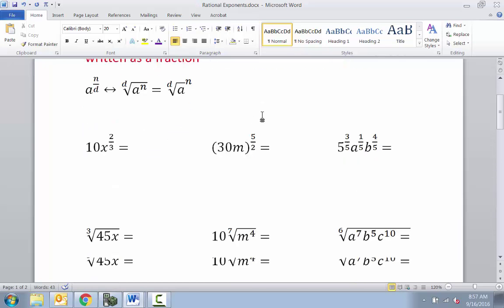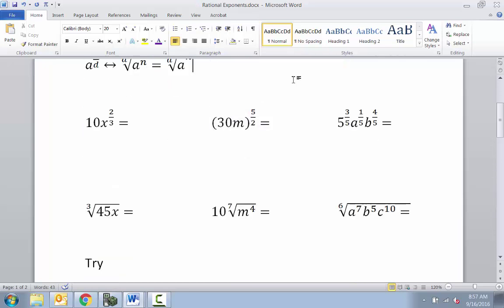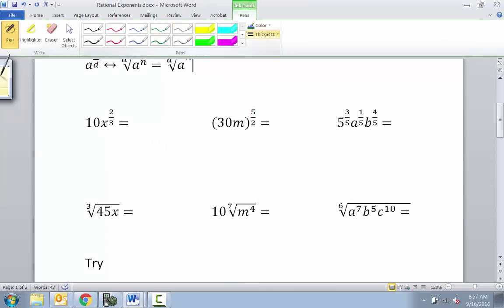We're not even simplifying now. So let's try these 6 and see what we can figure out here. So 10x to the 2/3. Well, that 2/3 is only on the x, not on the 10. So 10 stays the way it is. Then we're going to have a radical. X is in the radical, and the 3 becomes the index, and the 2 becomes the exponent. And again, you can write it like that as well. But just the x has that because that's there. The exponent on 10 is really 1.